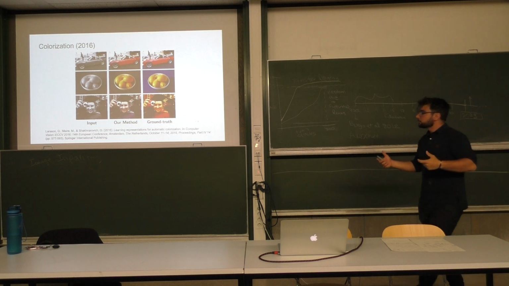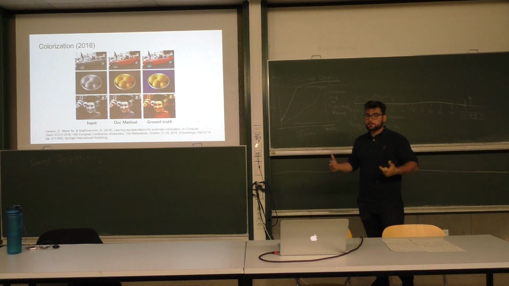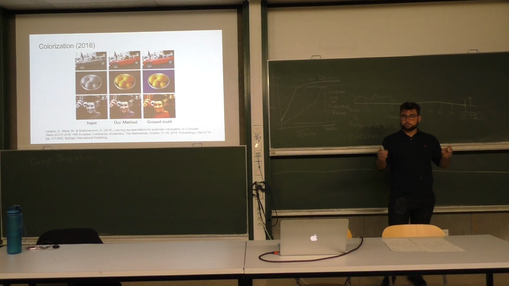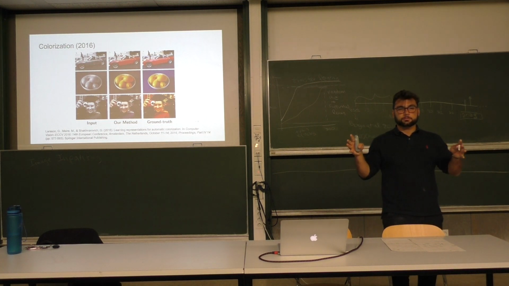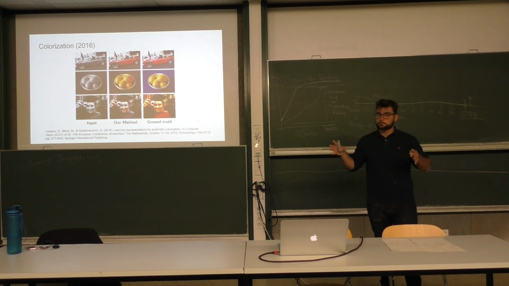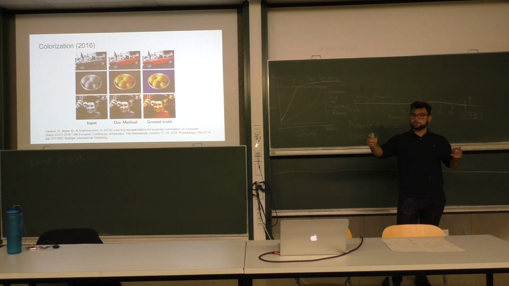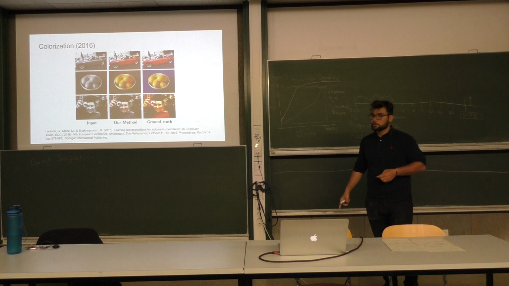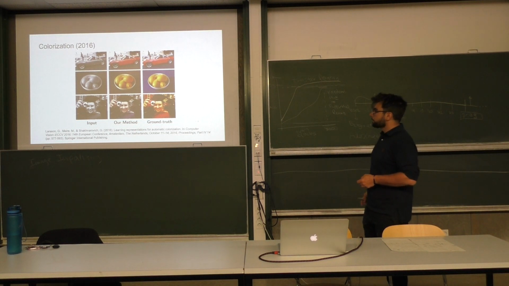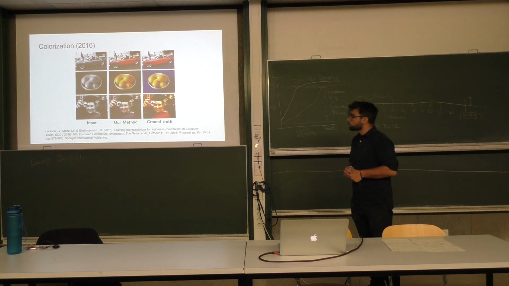Can somebody formulate the problem in terms of a black box, like input, output, what would be the input and the output? How would you implement that? Is it clear? Yes? The input is grayscale images and the output should have more channels, like 3 channels for RGB. Yes.